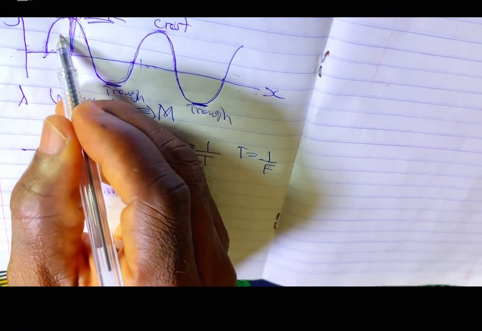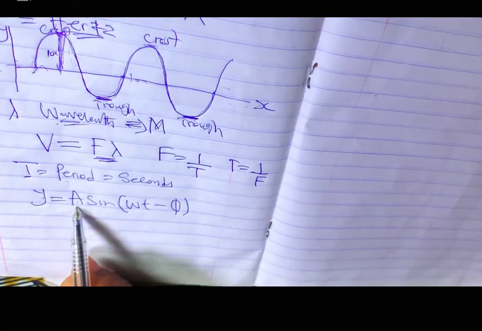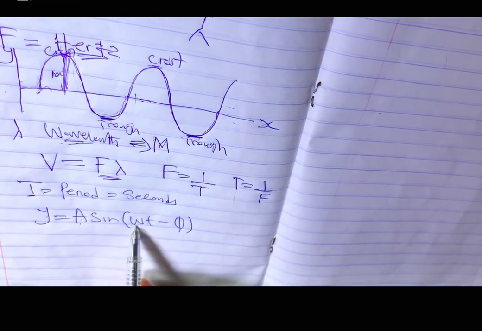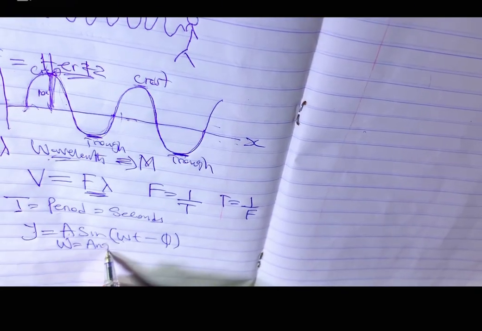Let's say, for instance, if it is 10 cm. So from here to here, if it's 10 cm, it talks about my what? My amplitude. Your w talks about your angular velocity. Angular velocity.